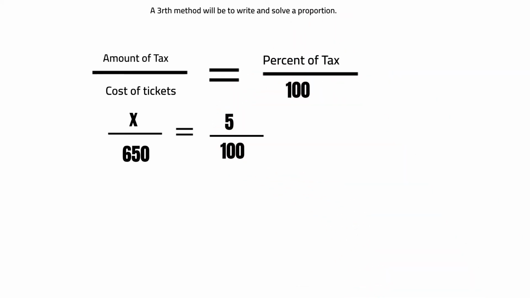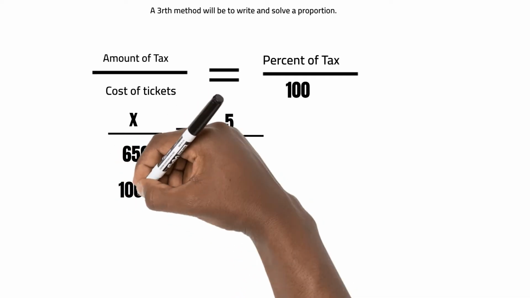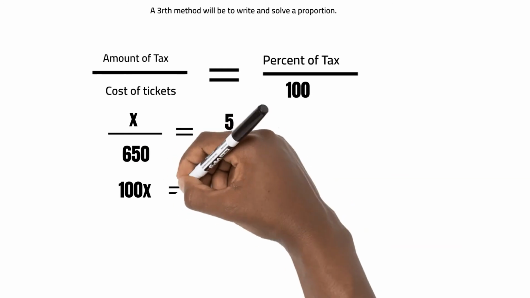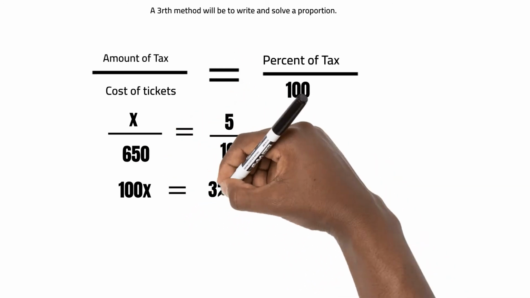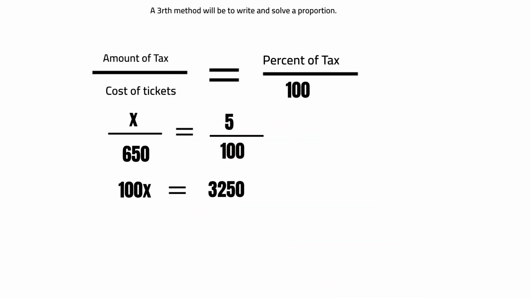Whenever you have one fraction on the left-hand side of the equal sign and one fraction on the right-hand side, we then apply the cross-product rule. This means, we will multiply terms that are across each other. So we multiply x with 100, this gives us 100x. We multiply 5 with 650, which gives us 3250. Remember, we are solving for x, so we need to isolate the variable x.